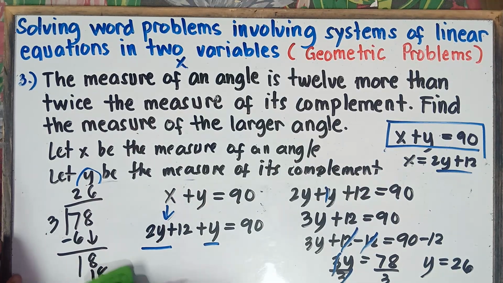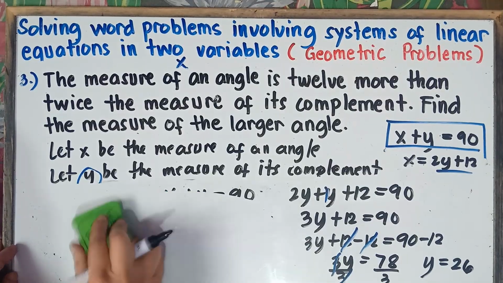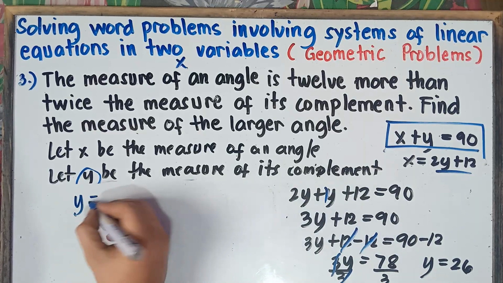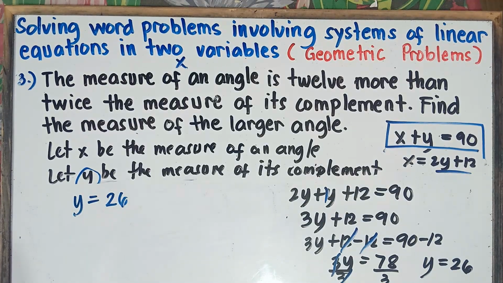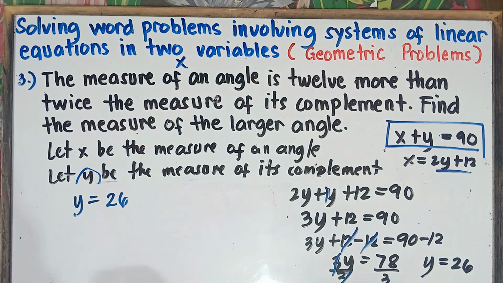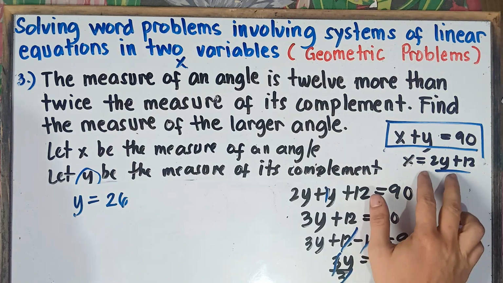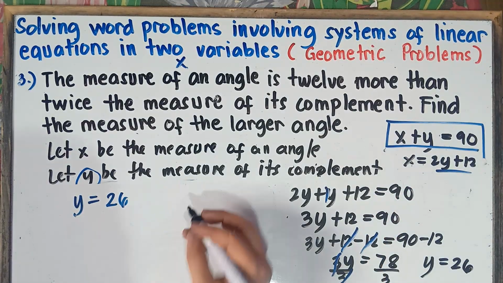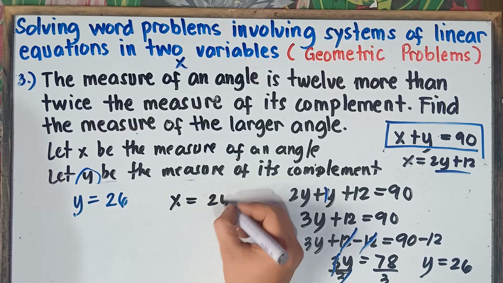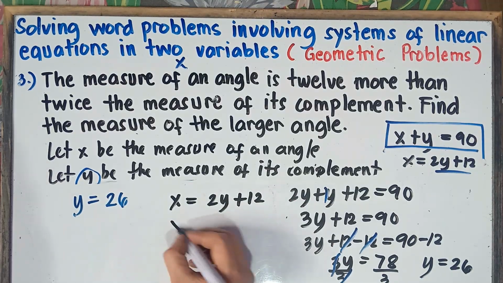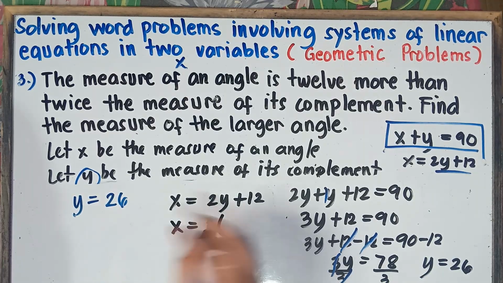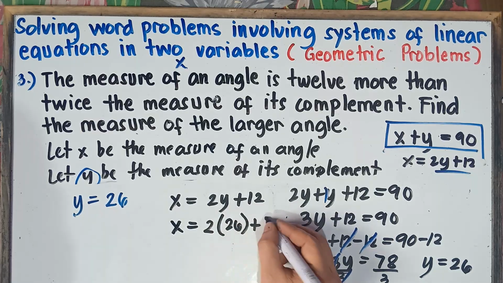Alright, so we can write our answer here. y, the measure of its complement. So y is equal to 26. And then to get the value of x, we have this equation. Simply substitute the value of y to get the value of x. So this will be x equals 2y plus 12. If you have 2y, it means 2 times y. So 2, then the value of y, that would be 26, plus 12.